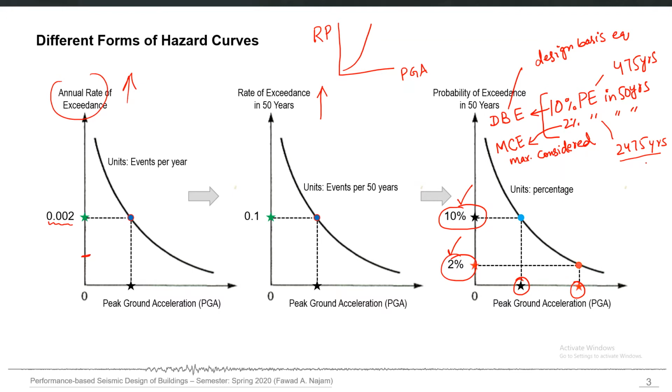The PGA values corresponding to these definitions are used in seismic design and analysis. The magnitude is not used, because the ground motion parameter you are interested in at your site is the PGA value.